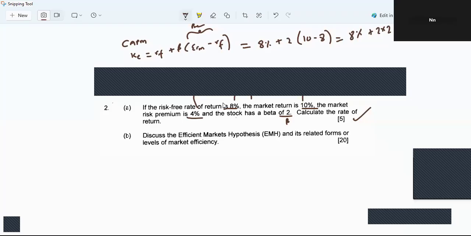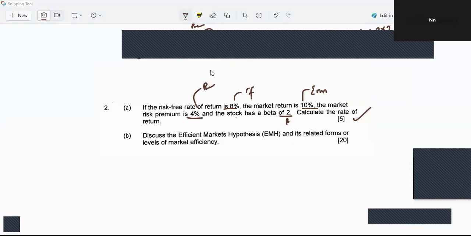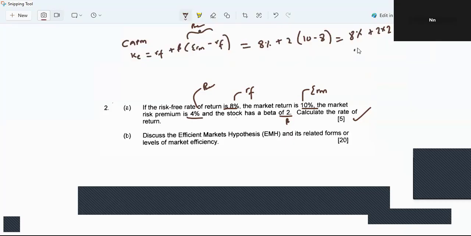Is that clear? We're together? The screen is black. Is it still black? No, I can see. Sorry, before you proceed, that 2 by 2, where did you get the 2 from? The beta. Okay, 2. Oh, okay.